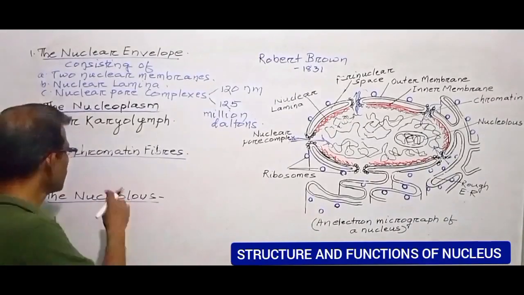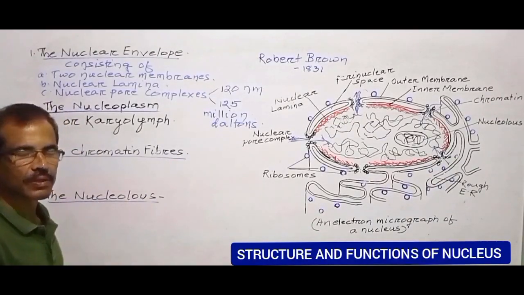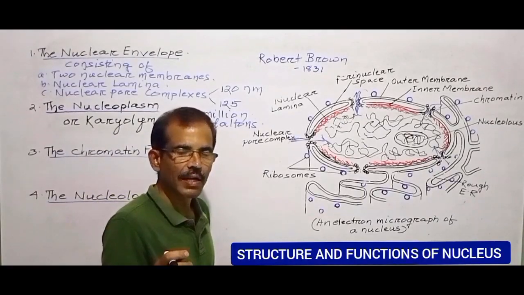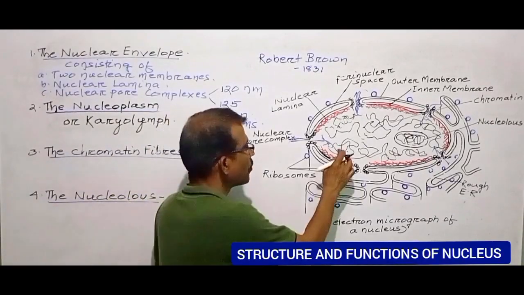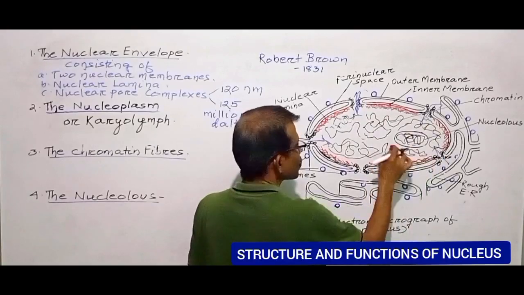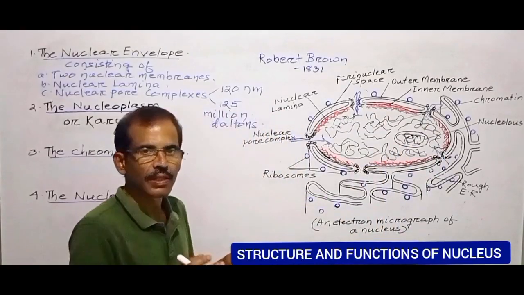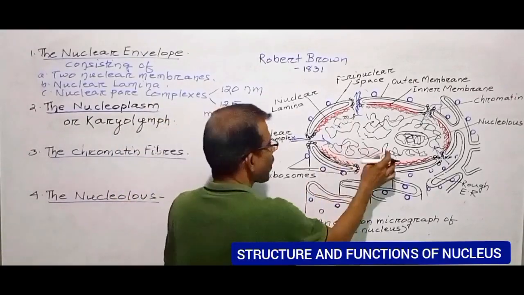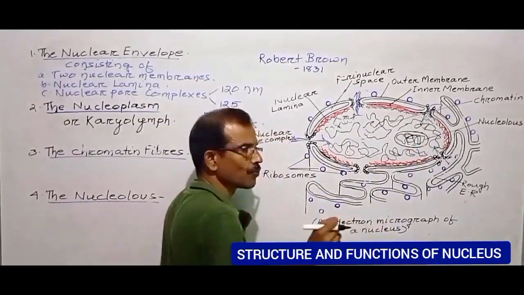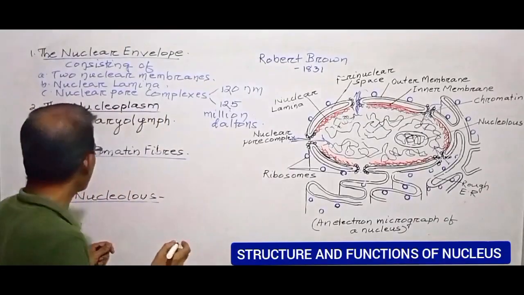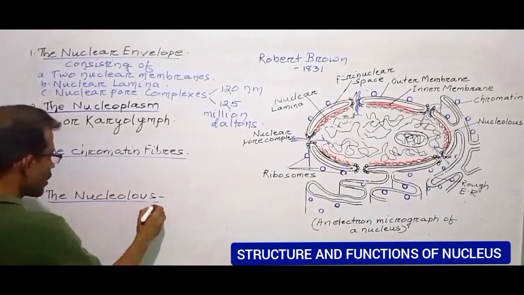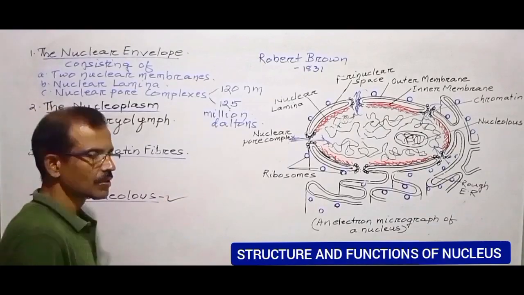Next one is the chromatin fibers. The chromatin fibers are thread-like, coiled, much elongated structures which are seen in the interphase nucleus. During mitosis and meiosis, these fibers are condensed to form ribbon-like structures known as chromosomes. Last one is the nucleolus.